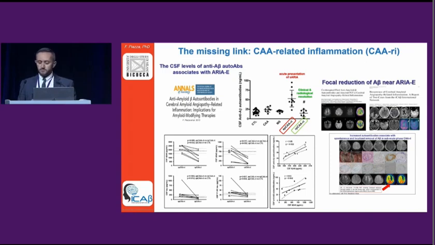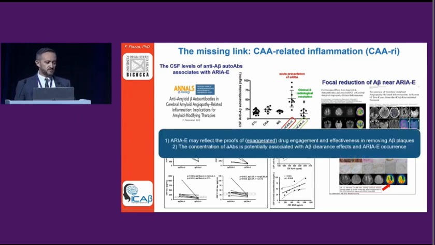We were also able to parallel the findings observed in clinical trials, because these CAA-RI patients showed the same focal reduction of amyloid PET near radiographic ARIA-E. We suggested this is related to the fact that ARIA-E may reflect the proof of an exaggerated drug engagement and effectiveness in removing A-beta plaques. So maybe it's too provocative, but maybe you need ARIA to remove plaques, but you need to be very close to the cutoff, related to the dose of antibody, and you don't need to pass this threshold, otherwise you have the negative effect of ARIA.